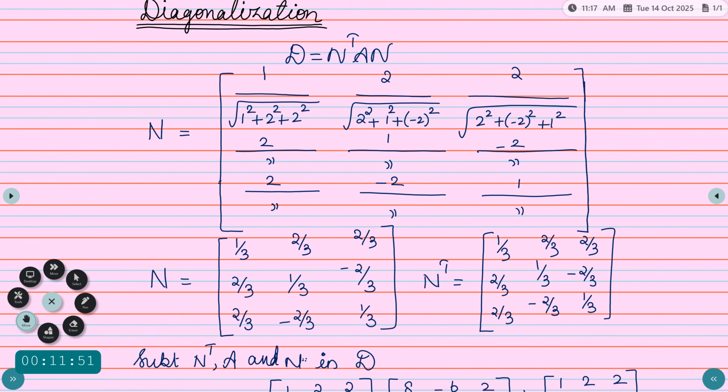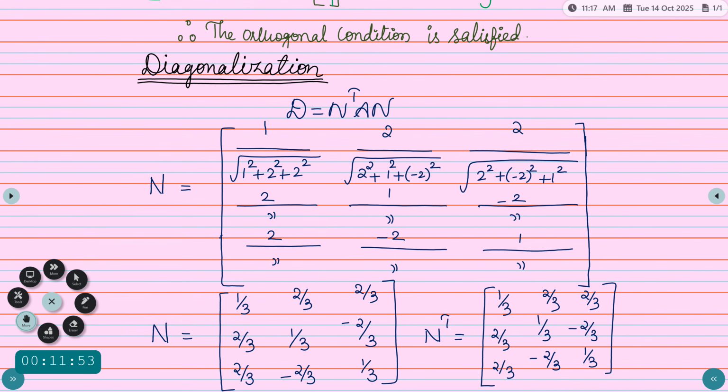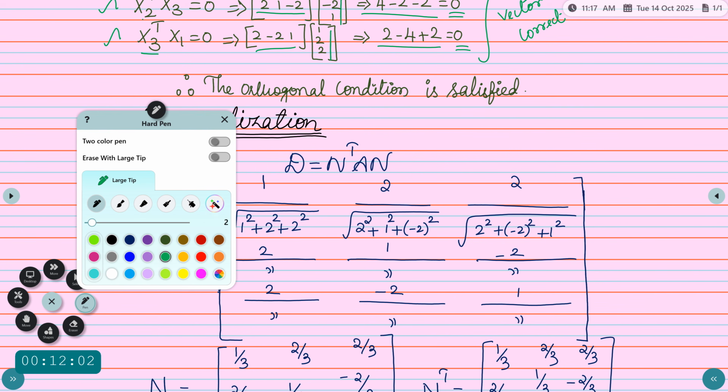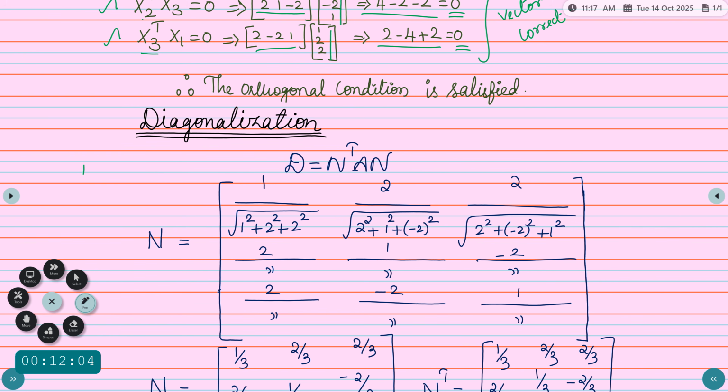See, the diagonalization formula you already know: D equal to N transpose A N. What is D? D is the diagonalization. N is the normalized model matrix. We are going to form the normalized model matrix using the eigenvectors.